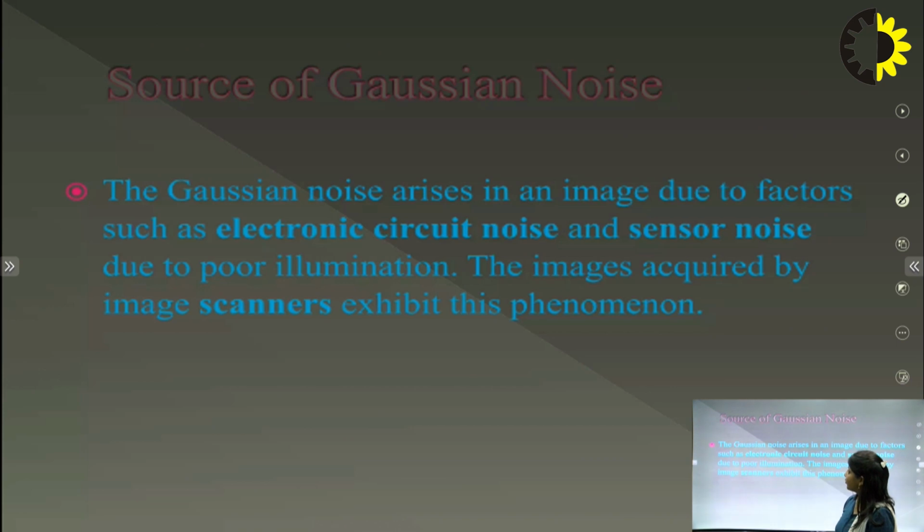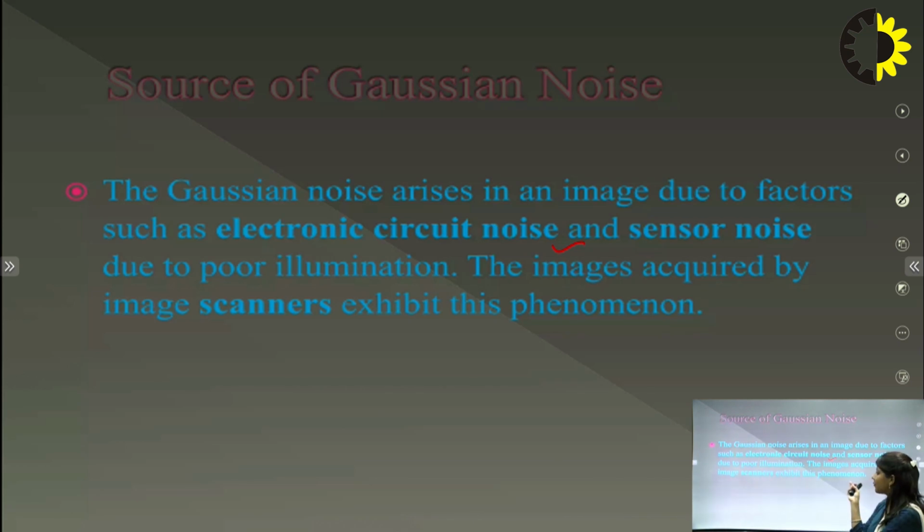Next, Gaussian noise arises in an image due to factors such as electronic circuit noise. When we are using a device, any electronic image passes through an electronic circuit, and this noise gets inserted. And sensor noise due to poor illumination. If we are acquiring the image through a sensor and the light source is very poor, then the image gets dark and Gaussian noise gets inserted here.